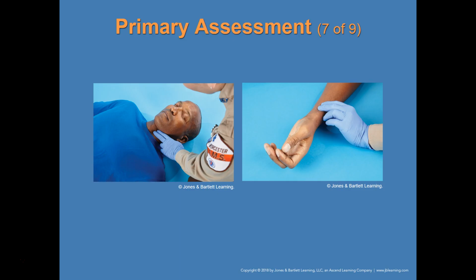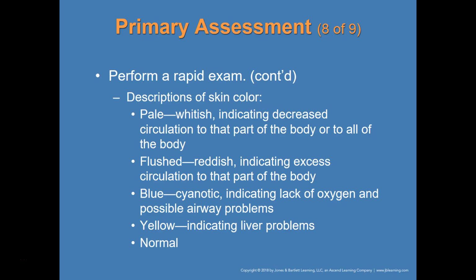So here's a couple of examples of checking for carotid pulse here on the left, and then a radial pulse here on the right. Here's our descriptions of skin color. Pale, whitish, indicating decreased circulation to that part of the body or to all of the body. So pale skin is usually an indication of some type of shock or hypoperfusion, which means that the blood isn't circulating to all the parts correctly, and so it doesn't have the correct color.